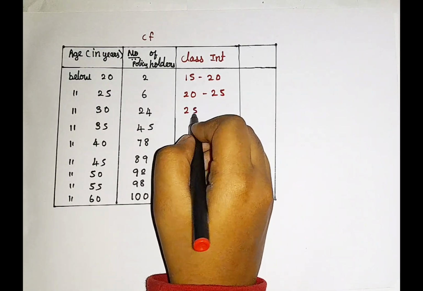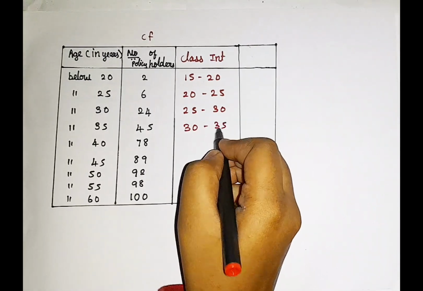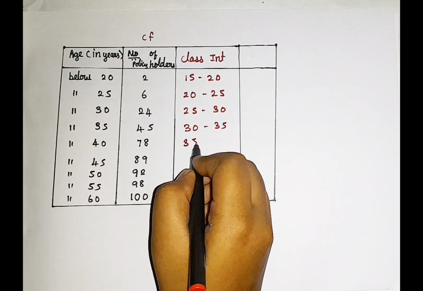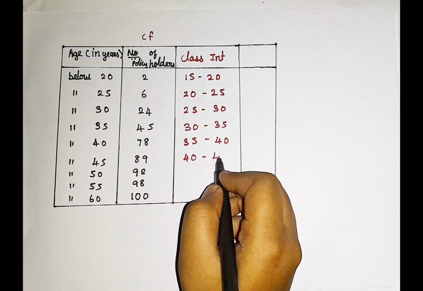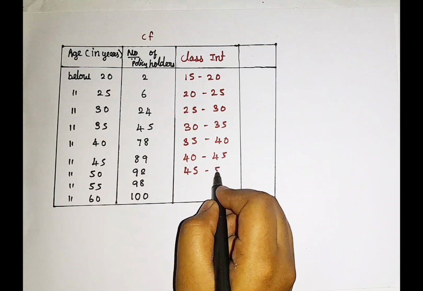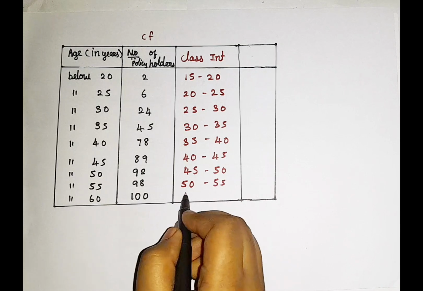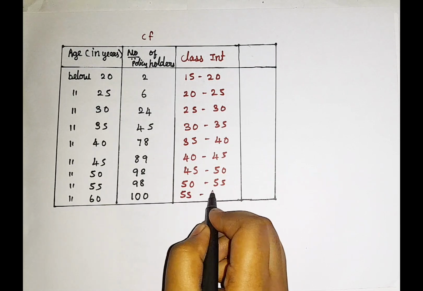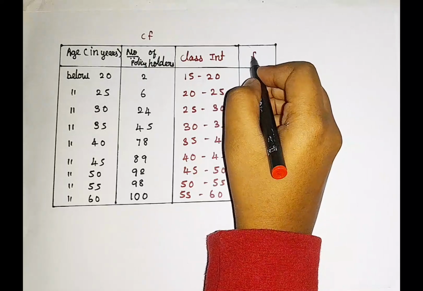and 25 to 30, 30 to 35, 35 to 40 and 40 to 45, 45 to 50, 50 to 55 and 55 to 60. Okay, this is how we do it. This is the meaning of normal class interval. Okay, so now let us find the frequency.